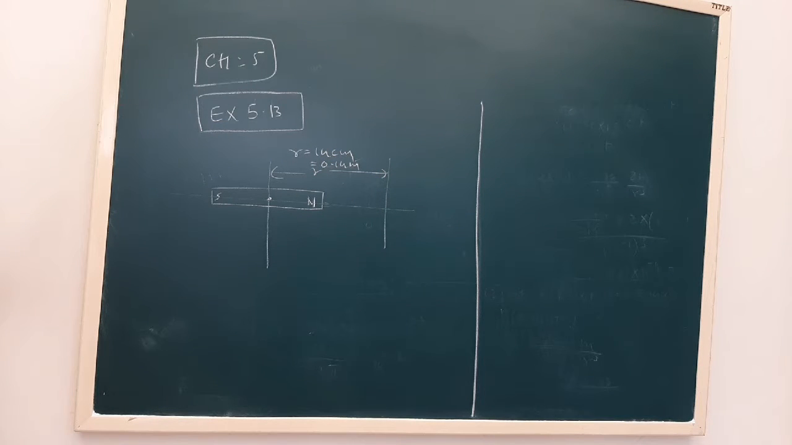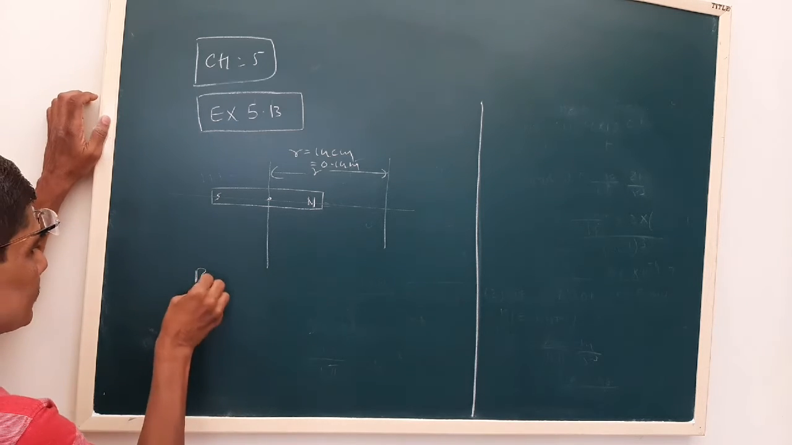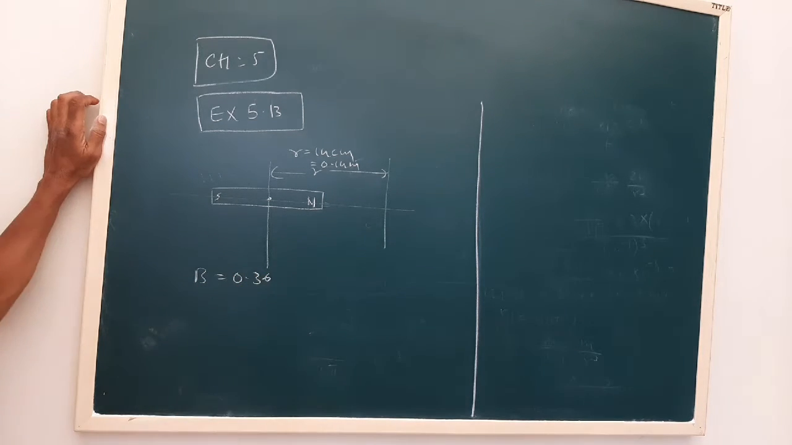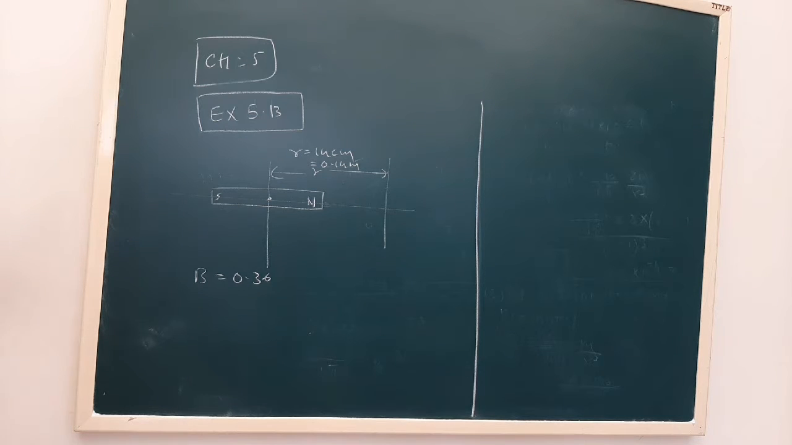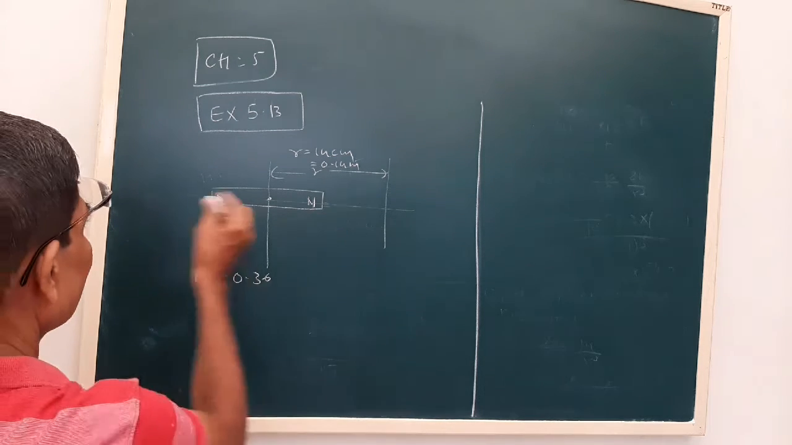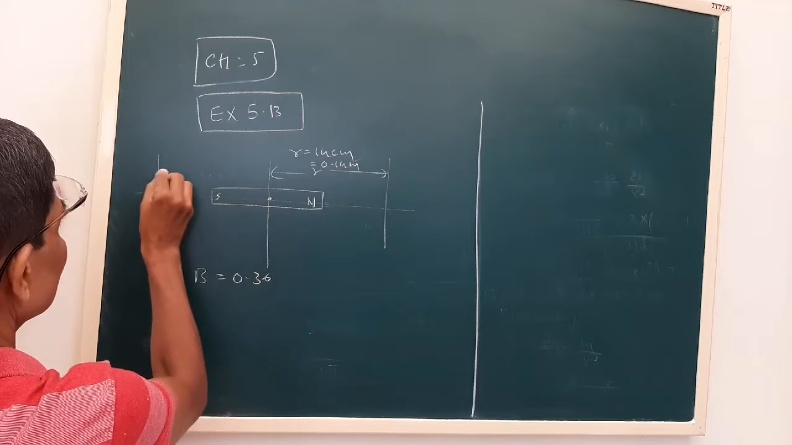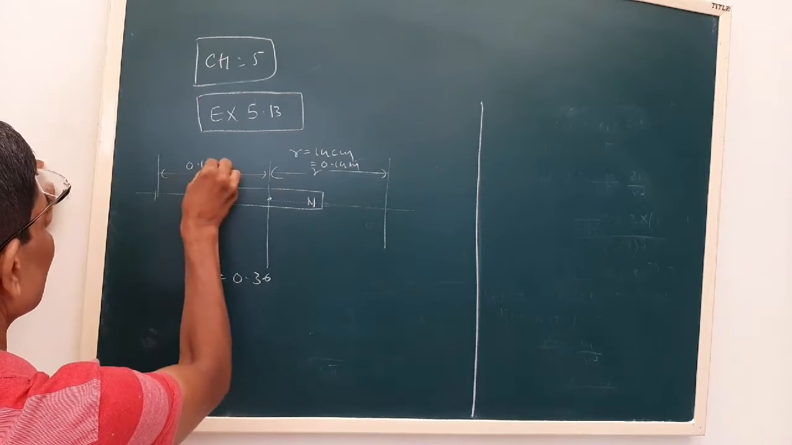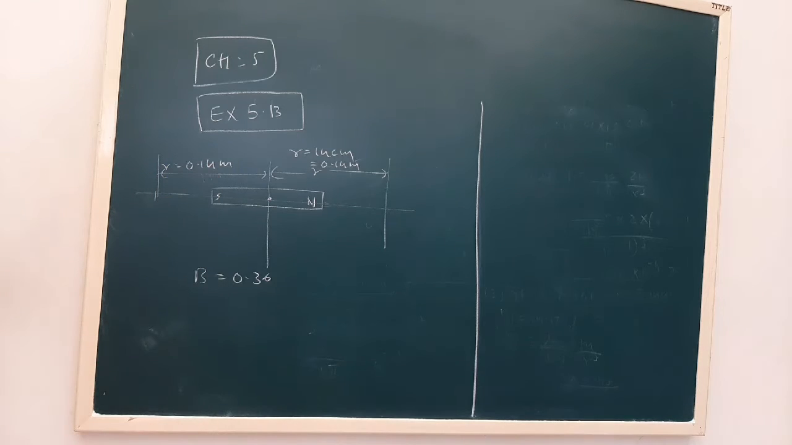The Earth's magnetic field is 0.36 Gauss, where the angle of dip is 0. So where the angle of dip is 0, we know the point is on the equator. Now see, the null point can be on this side or on this side. The possibility is there. This is also 0.14 meter, that is R. Here the question says the null point is given on the axis.